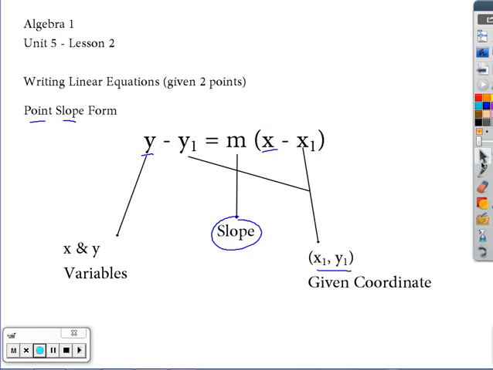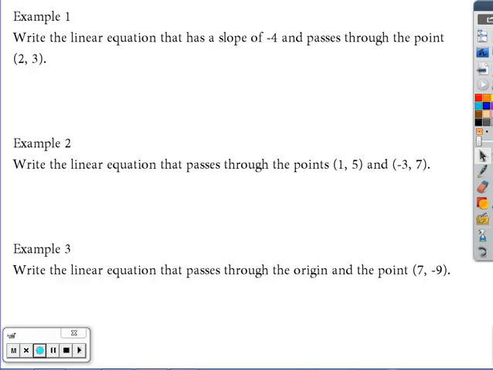So let's take a look at how we're going to use point slope versus slope intercept form from last time. So example 1, write the linear equation that has a slope of -4 and passes through the point (2, 3). A lot of people would use slope intercept here and tell you to solve for the b value. I am not going to do that. I would rather you use point slope form since that's what we're given, a point and a slope.